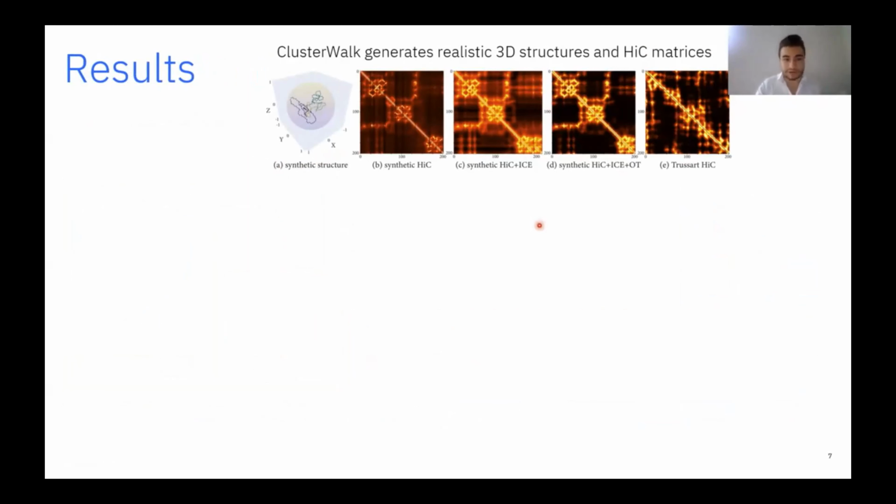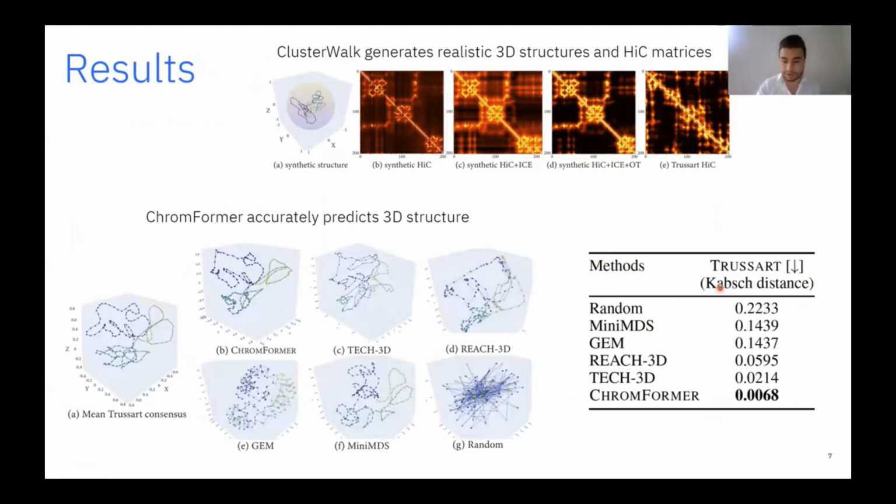We then evaluated our method using the capture distance, where we can see that Chromoformer outperforms state-of-the-art methods, not only in numbers, but as well visually, where we can see that Chromoformer's outputted structure resembles the TrueSort structure the most and is the most biologically feasible.